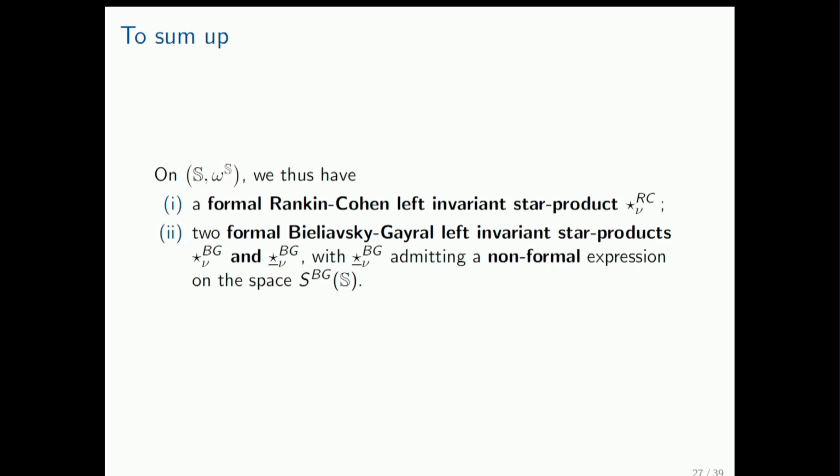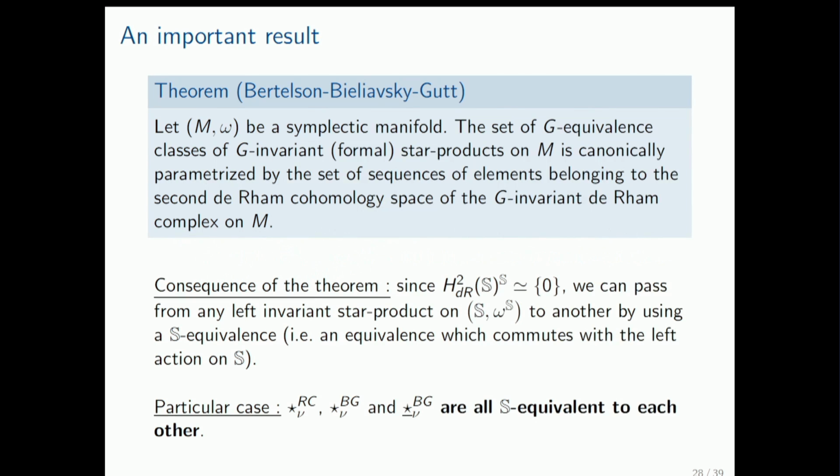So the question: can we link the two, in order to use the construction of Bielawski-Guéral to give rise to a non-formal Rankin-Cohen star product? First, is it possible to link the two formal star products? We have a very interesting geometrical result here saying that yes, due to a second-order cohomology argument, it's possible to link the two formal star products by means of an equivalence. So this is an existence result.